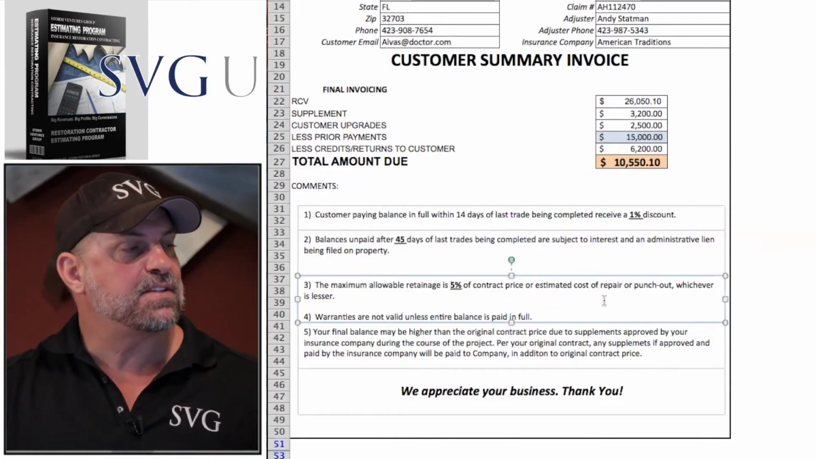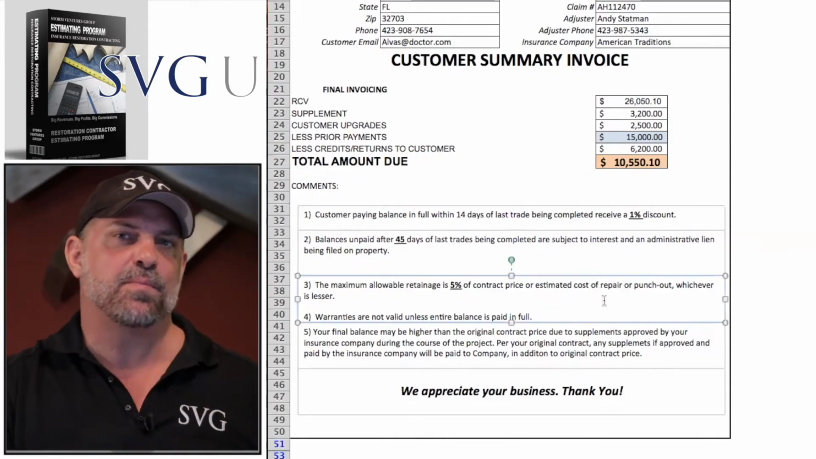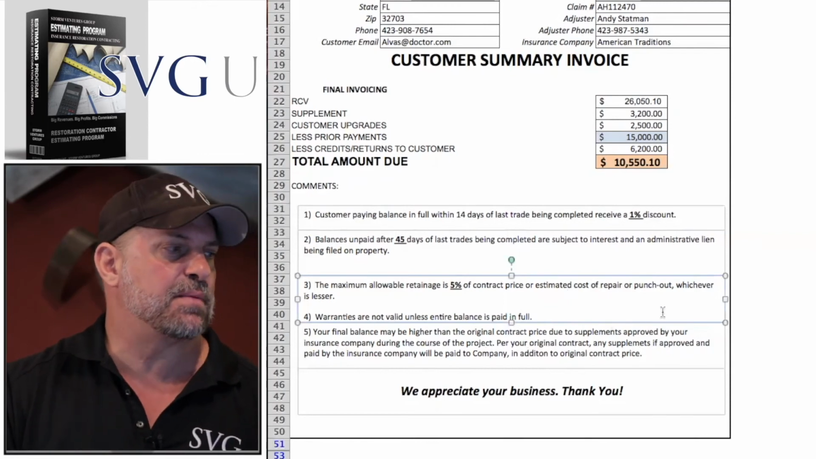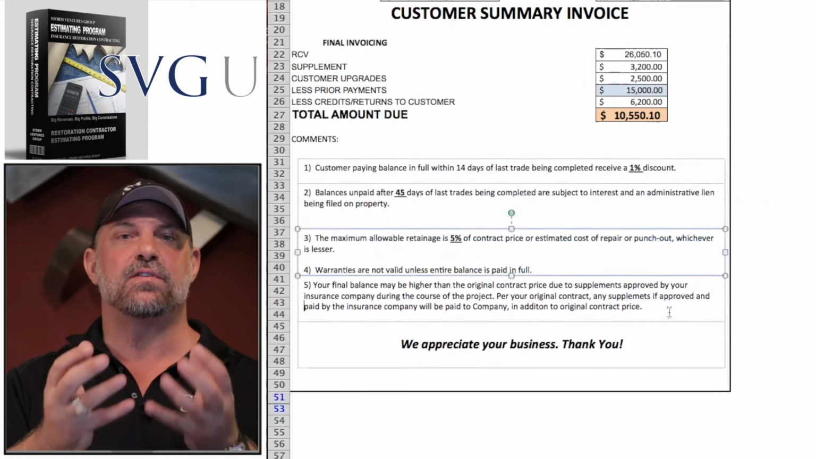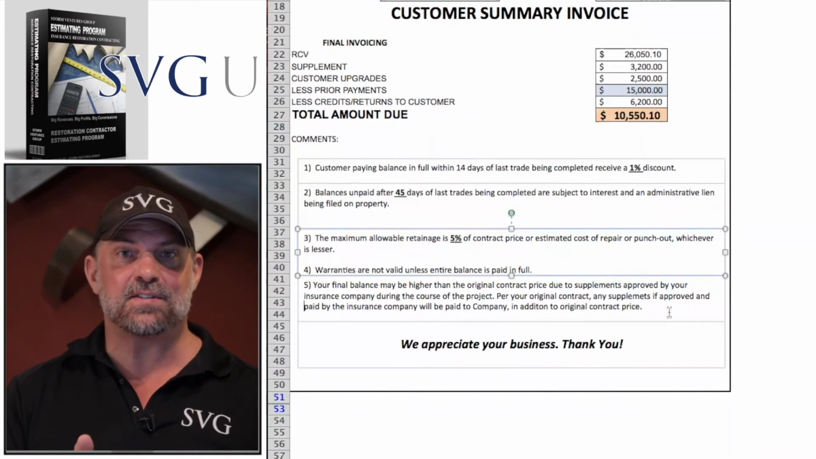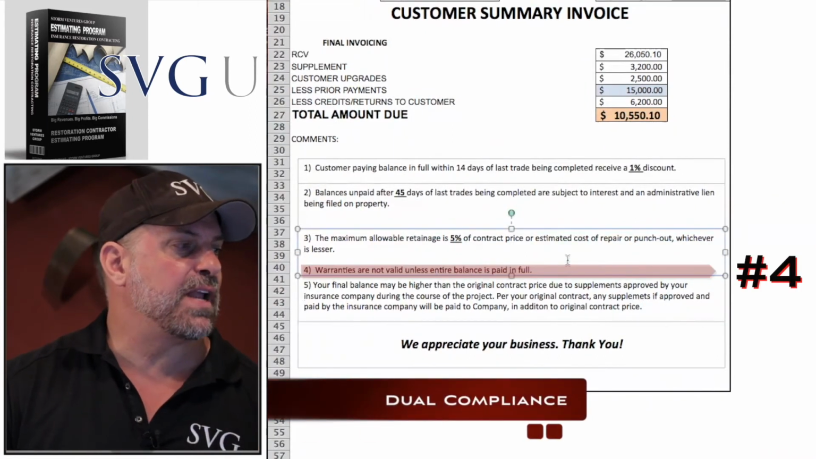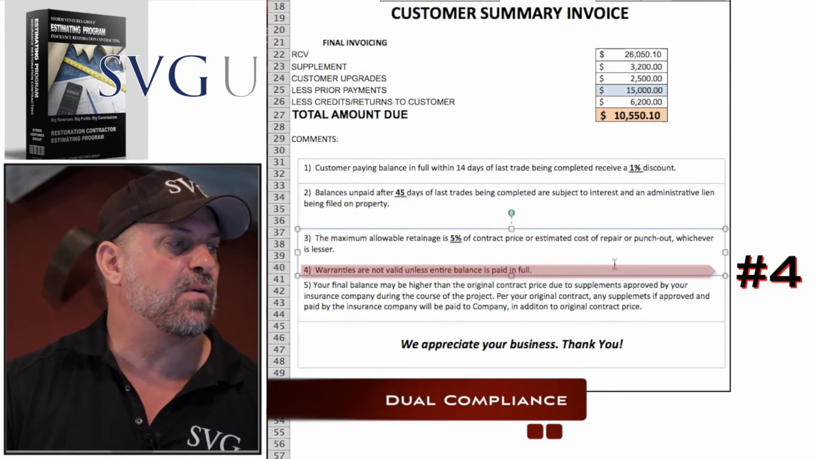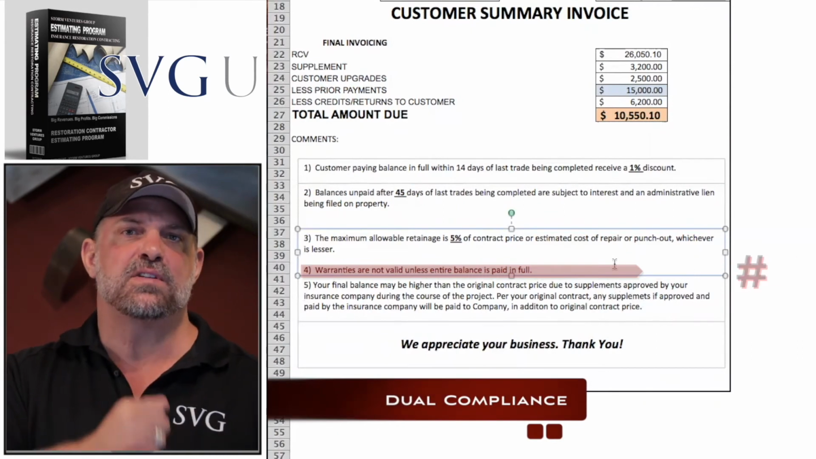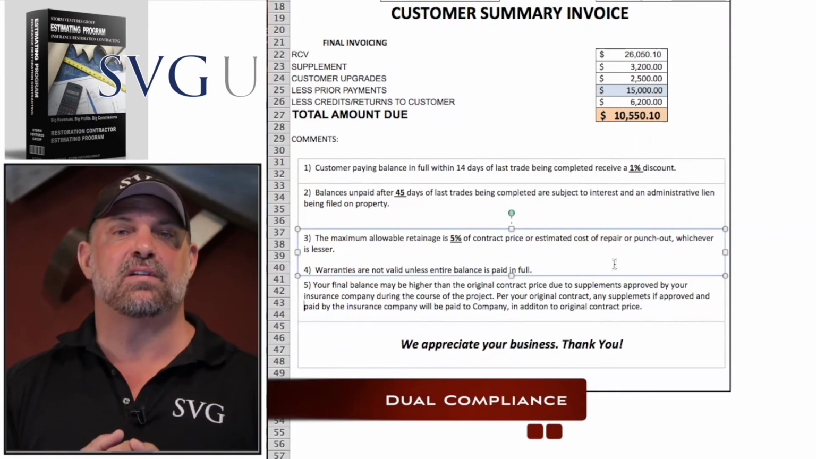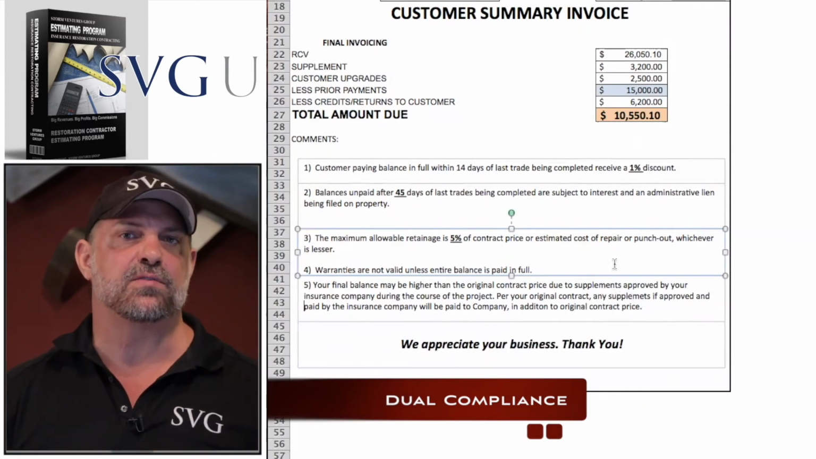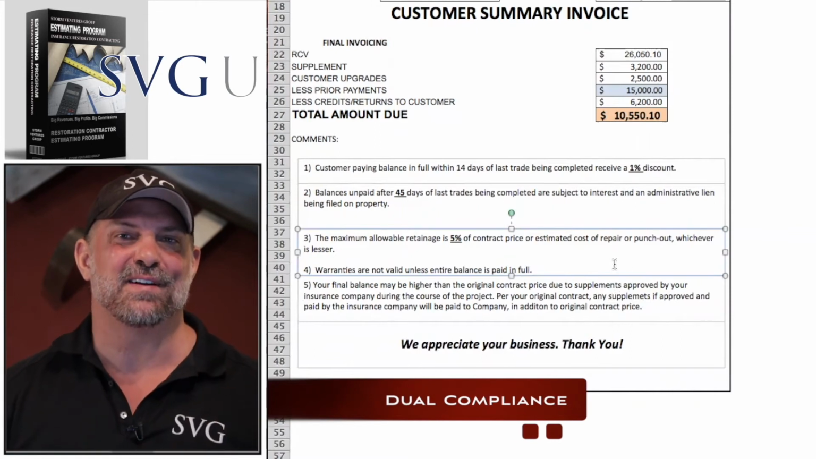And guys, by having these kind of things in the invoice, when they first open up that mail and get this invoice or your salesman drops it off, again, they know you're serious about getting paid. When your customers know you're serious about getting paid, you're going to get paid faster. Number four, warranties are not valid unless entire balance is paid in full. Look, guys, let those customers know if the balance isn't paid in full, you're not coming back to fix any leaks or punch out later on. So they have to be compliant to your contract for you to be compliant to theirs.